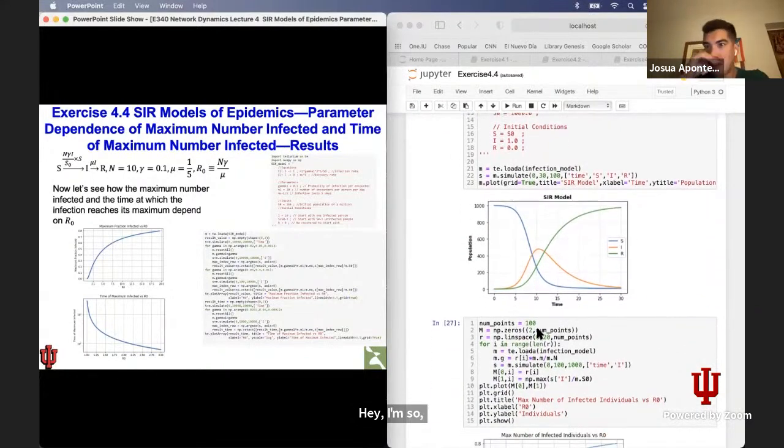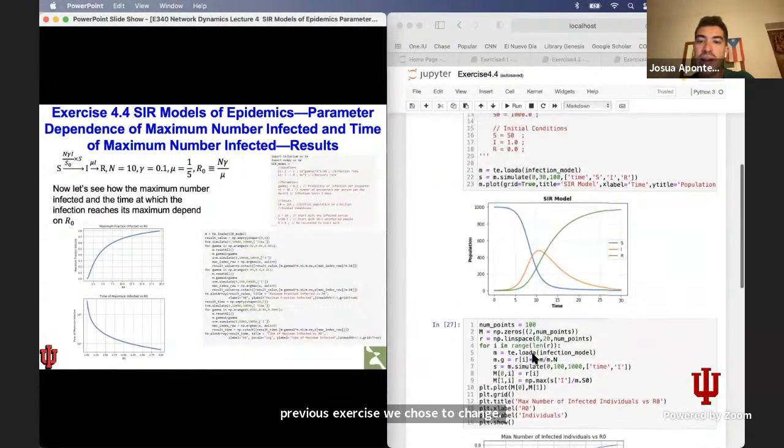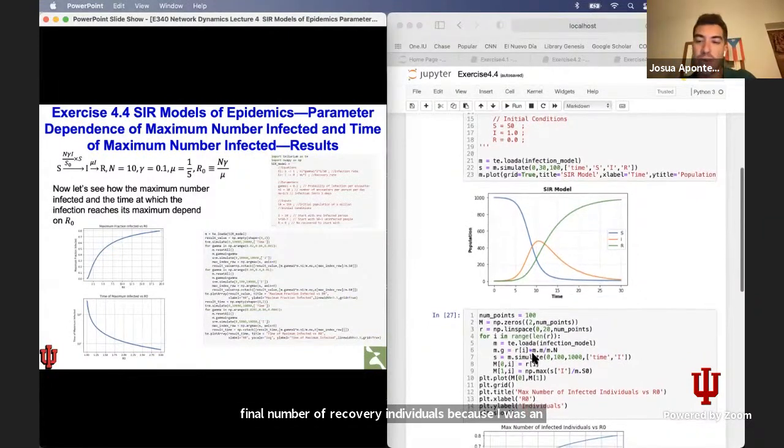In the previous exercise, we varied the value of gamma, because remember that R is not a parameter of the SIR model. R is something we can calculate from the parameters of the SIR model. So if we want to change R, we need to actually change one of the parameters of the SIR model directly. And in the previous exercise, we chose to change gamma. We changed gamma, and then we looked at the final number of recovered individuals because that was an indicator of how many people got infected during the epidemic.